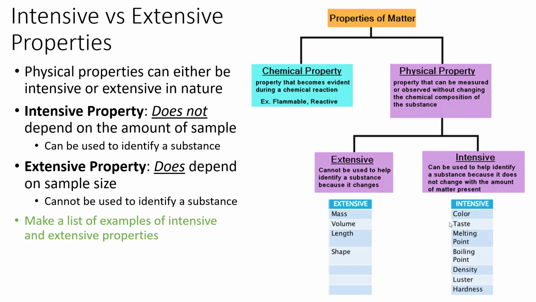Here's a list of some of the intensive and extensive properties that you should have come up with. Again, an intensive property is something that does not depend on the amount of sample, so we have color, taste, melting point, density, etc. Whereas an extensive property, which does depend on the amount of sample, would be the mass, the volume, the length, the shape.